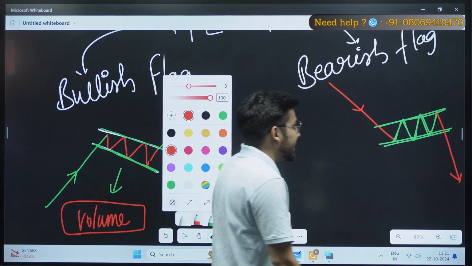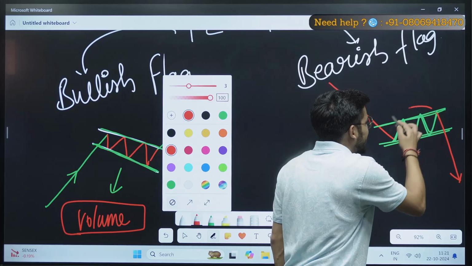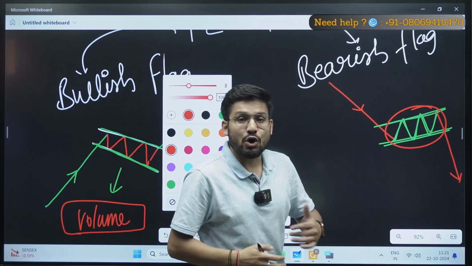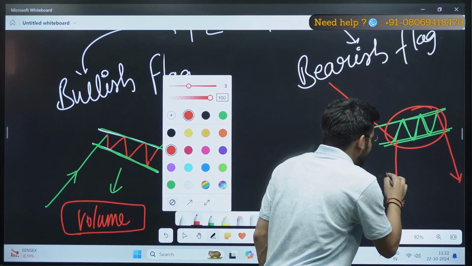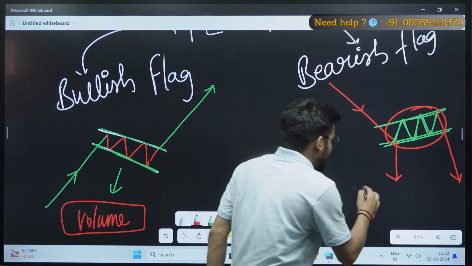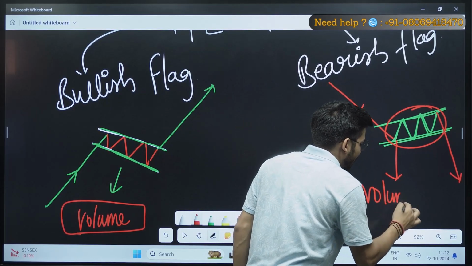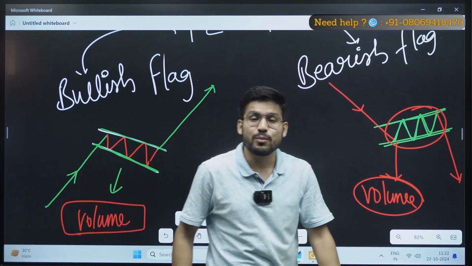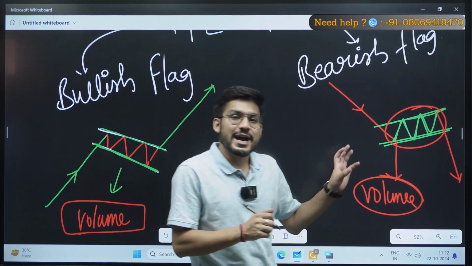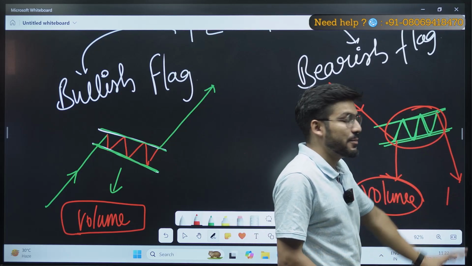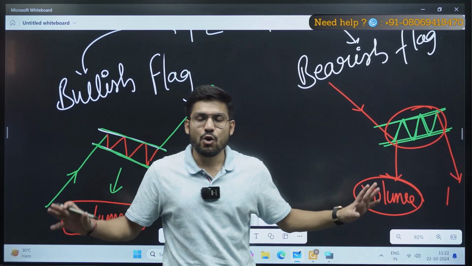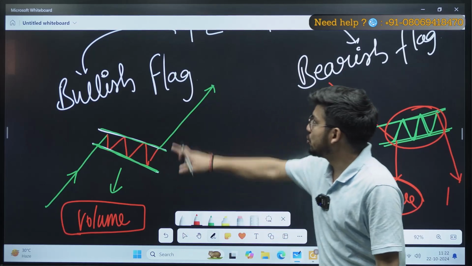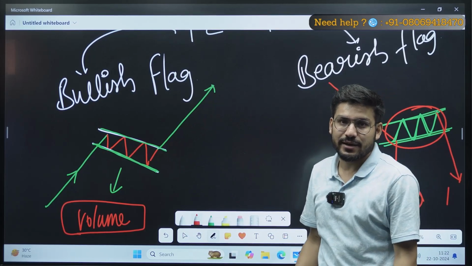Similarly, when I'm trading here as well, I have to see if this movement is strong or not, so I will use volume for this. I will analyze the strength of this movement with the volume. If it is not that strong, at that time I will make my entry in the bearish direction. Okay, I hope the concept is clear. I hope you got to know the two types of flag patterns here, right?